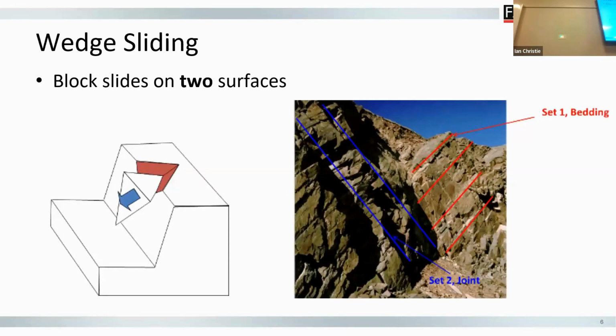If we have 2 surfaces that intersect and it still is pointing towards you and could slide out at the face, then that's what we would call wedge sliding. So then there's friction on 2 surfaces at play there.